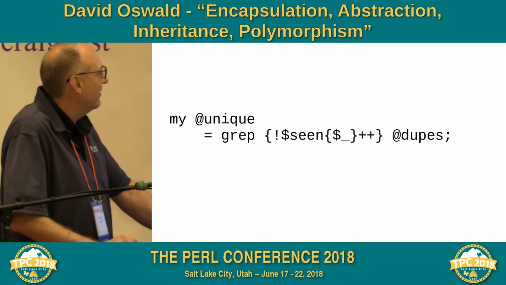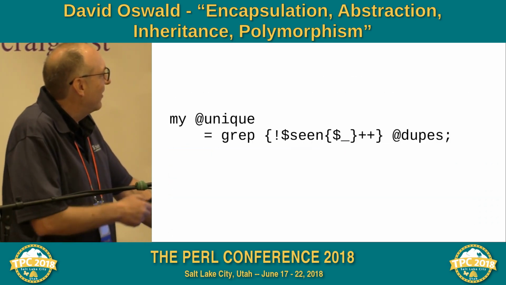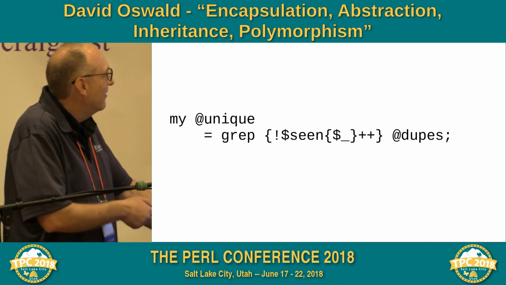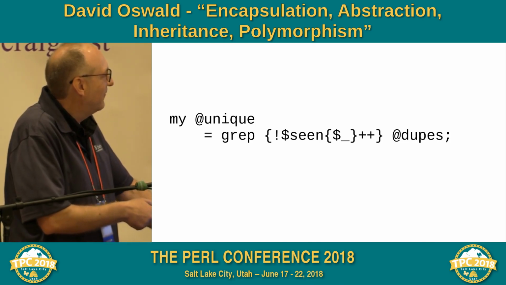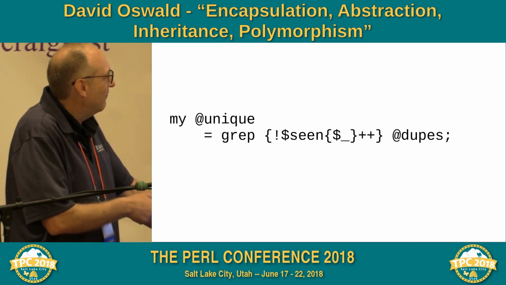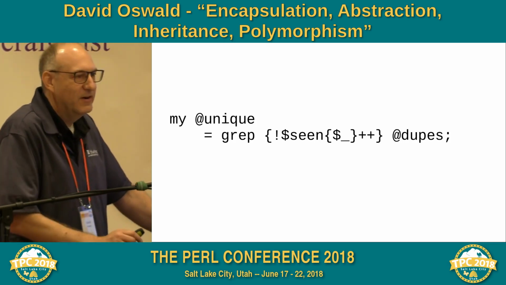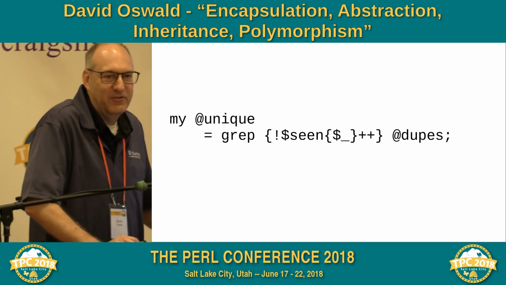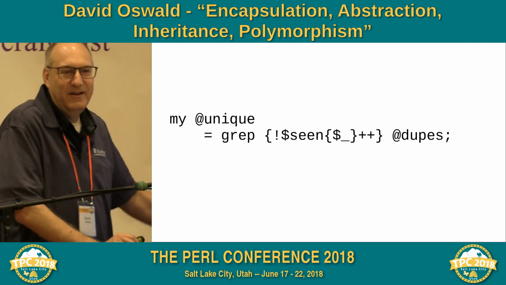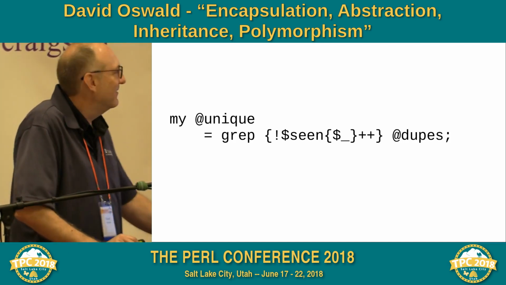I'm going to go back a little right here. We're seeing a problem in computer science, finding unique things, being solved by a couple layers of abstraction or indirection here. We have a seen hash, and we have grep, and now we've got an anonymous subroutine. These are all layers of indirection or layers of abstraction. Any questions? Everybody with me here?